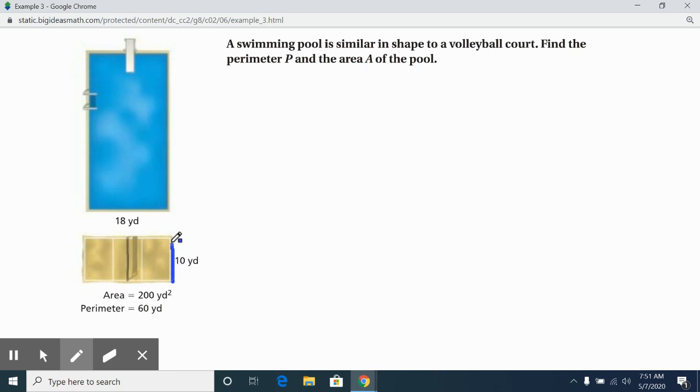So first things first, let's make ratios. And we can do this either way we want. I'm going to make a fraction from the volleyball court's corresponding side to the pool's corresponding side. So I'm just going smaller to larger. I'm going to go 10 over 18, and I'm doing the perimeters ratio right now. These numbers are divisible by 2, so I'm going to simplify it to give me 5 over 9. This is the ratio of the perimeters of these two similar figures.